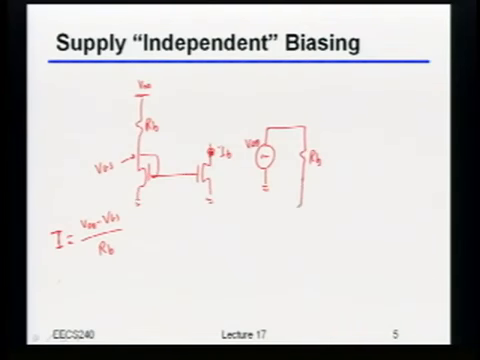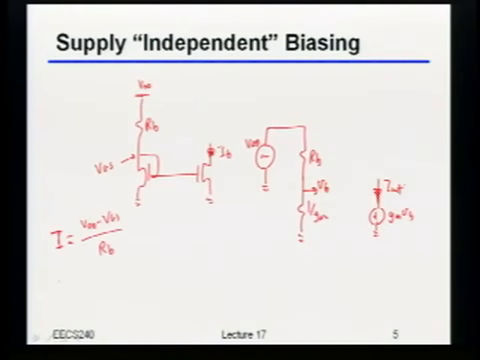So I have an RB. I basically have a 1 over GM from the diode connected device. And then, of course, over here, let's just call this VB. I'll just have a GM VB, and that will be my I out. Okay?